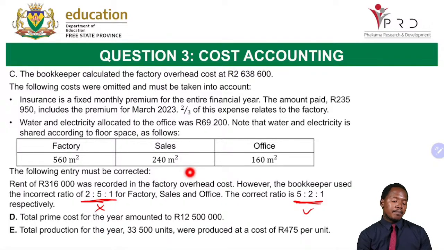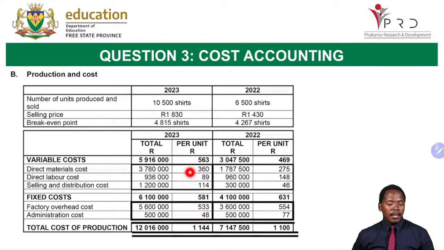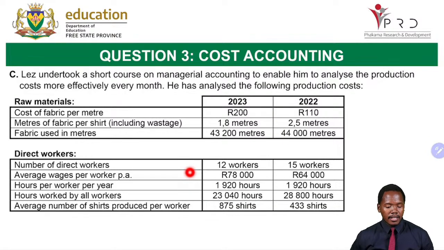Now, information D: prime cost for the year amounted to 12,500,000. And then information E: the production for the year, 33,500 units were produced at a cost of 575 rands per unit. Then we have our information B with the list of our information. We're going to need that at a later stage when you work this on your own. Information C, you're also going to need this at a later stage when you do the remaining part of the question.